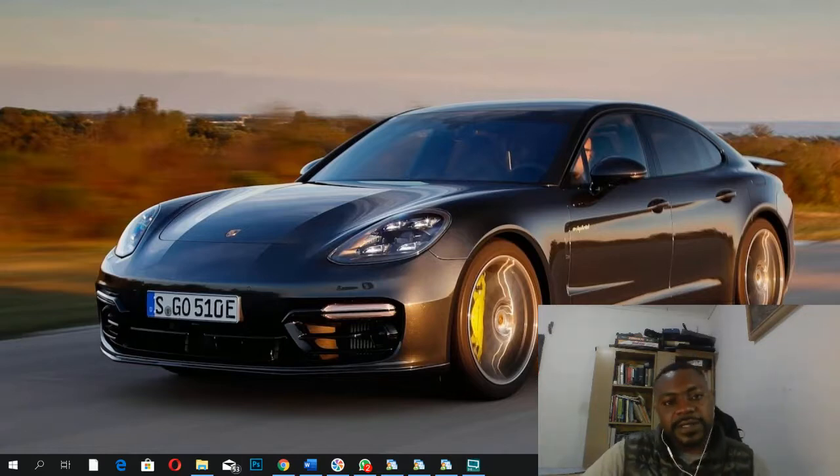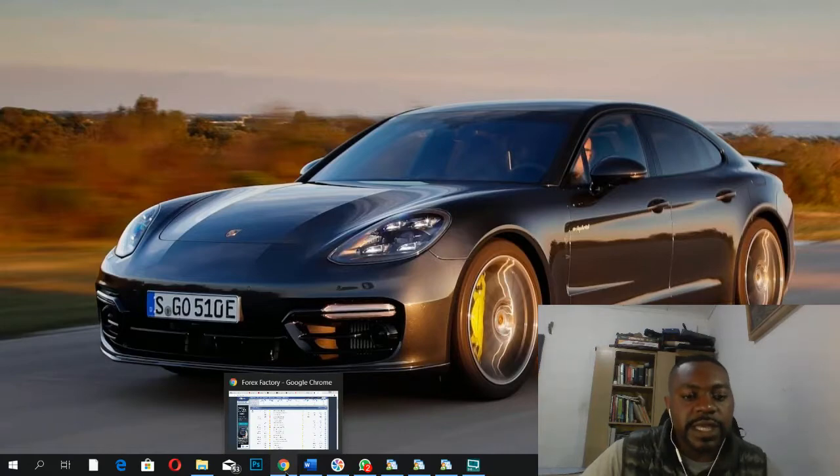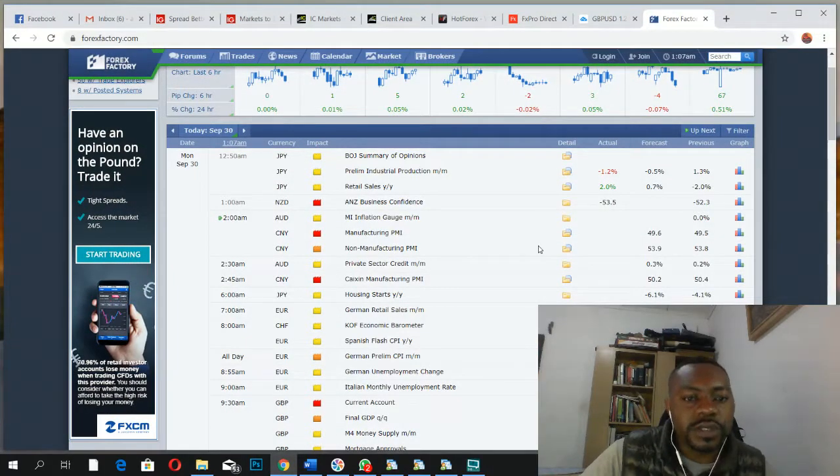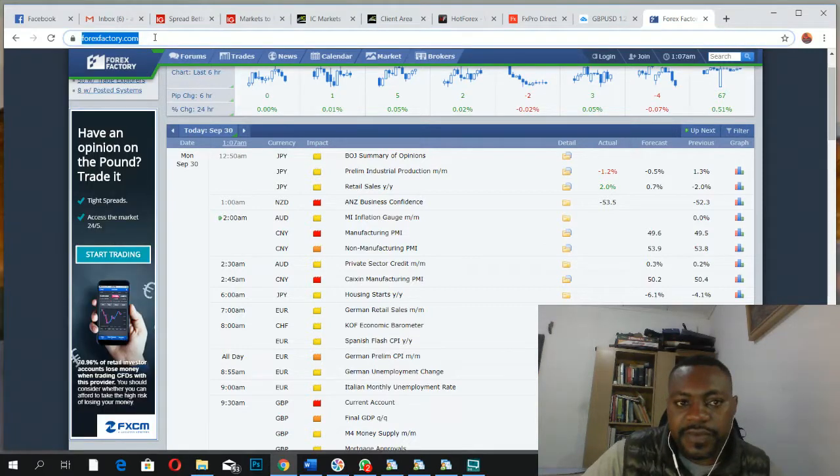So this is the way I work. First thing I want to do every day when I'm trading is I want to know what is happening in the news. You can see here, this is Forex Factory. I told you about this site when I was doing the general introduction to Forex. And you have currency pairs, you have time, and you have impact of the news. Yellow means it's not too serious, red means it's very impactful, orange means it has medium impact.